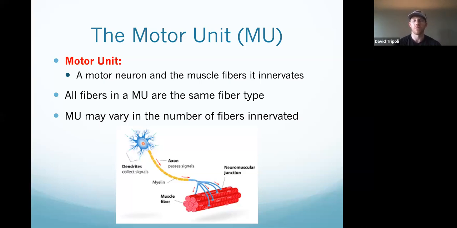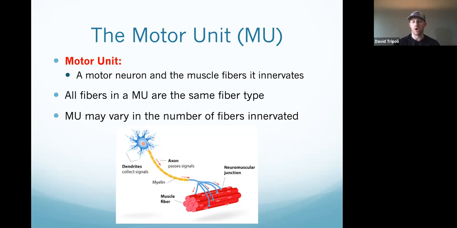But all fibers in that motor unit are the same fiber type. So all type 1s are going to be attached in that one thing. You're not going to have type 2s and type 1s within the same motor neuron attachment. But again, the number of fibers can vary, the size of them, things like that. So just know that's what a motor unit is.